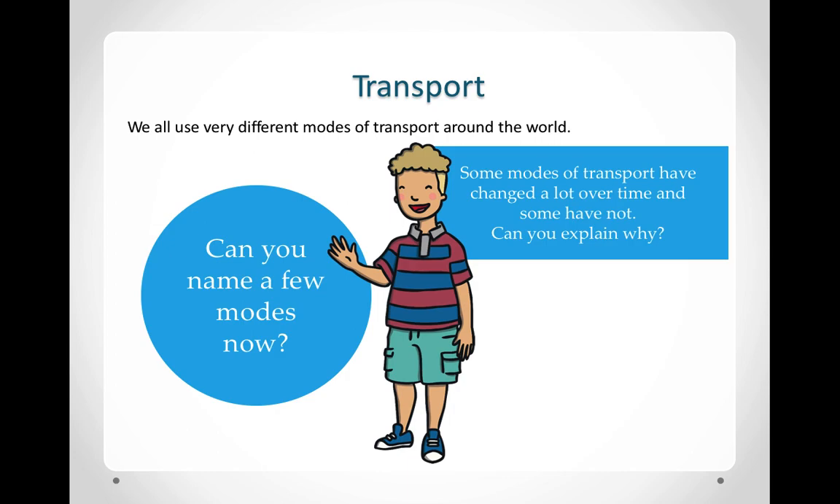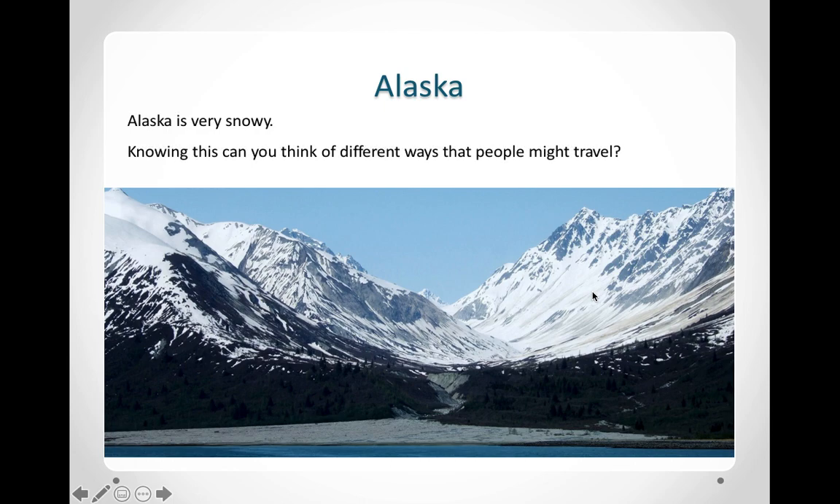Now, can you explain why? Amazing, because it worked just as well then as it does now. Now, this is Alaska. Now, Alaska is very snowy. Knowing this, can you think of different ways that people might travel? So, Alaska, is it the same as the UAE? No, the UAE has, that's right, it has a lot of sand. Now, Alaska has a lot of snow, which means that their form of transport might be different.